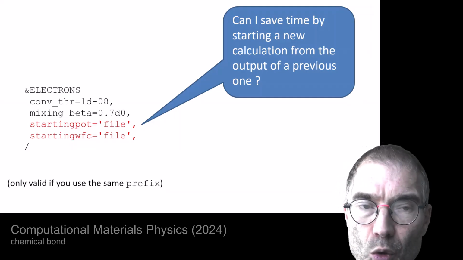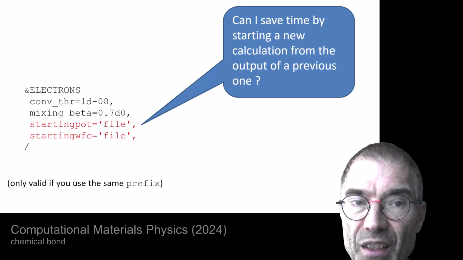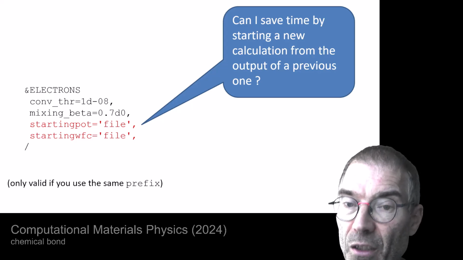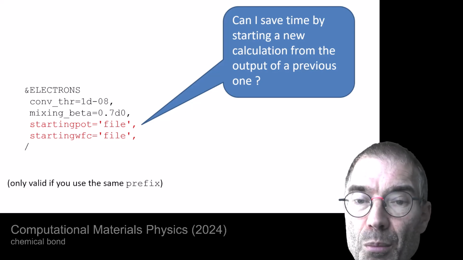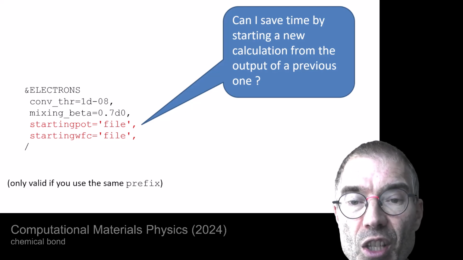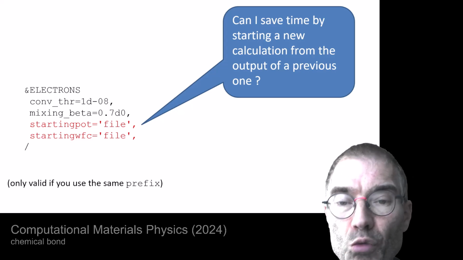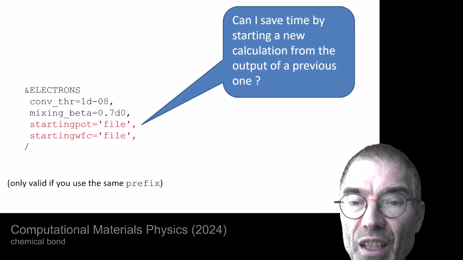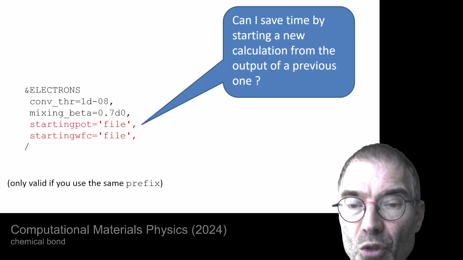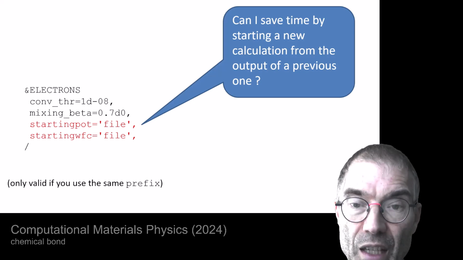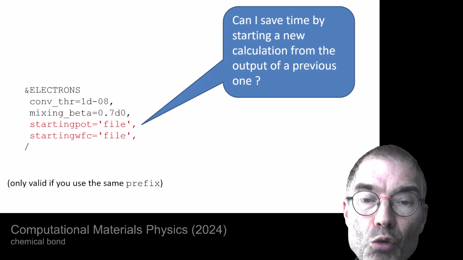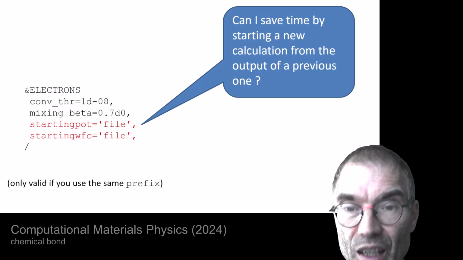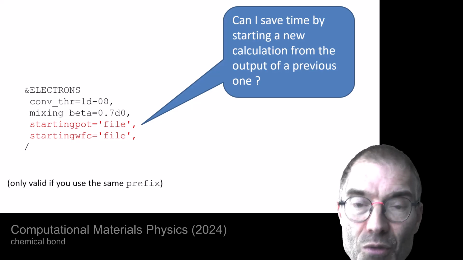Somebody asked, could I save some time by starting a new calculation from the output of a previous one? Say you have calculated an energy at a given lattice parameter, and now you slightly change the lattice parameter and you want the energy for the new lattice parameter. Do you have to start from the very beginning again, or can you reuse part of the information in your previous calculation? Well, the answer is yes, if the difference is not too large, so you don't use a totally different lattice parameter or even a different crystal structure, so then it would not work.